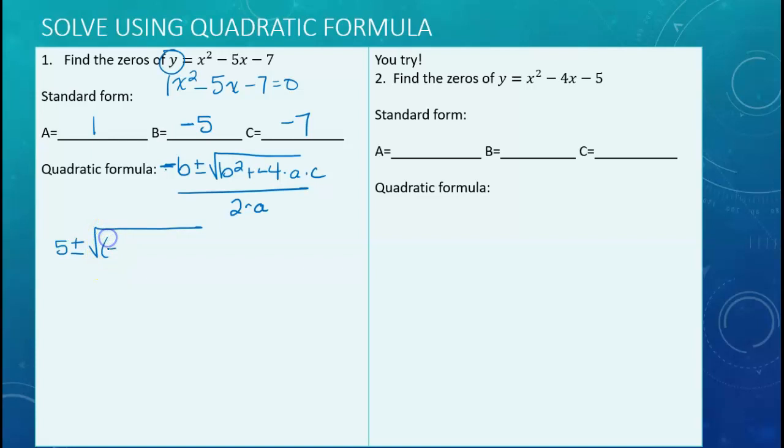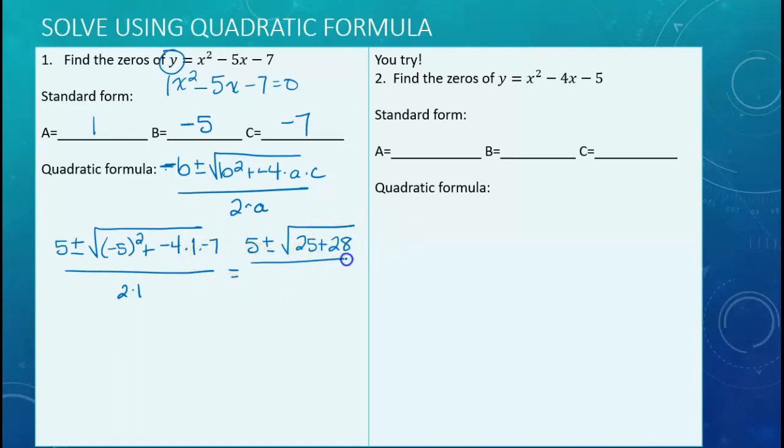B squared, so I'm going to substitute in the negative 5 with the exponent there, plus negative 4, the negative 4 never changes, times a times c, all over 2 times a. Remember, I want you to simplify what's inside the radical first because that's our grouping symbol. So we have 5 plus or minus the square root. Negative 5 squared is not negative 25 because negative 5 times negative 5 is positive 25, plus negative 4 times 1 times negative 7 becomes positive 28.